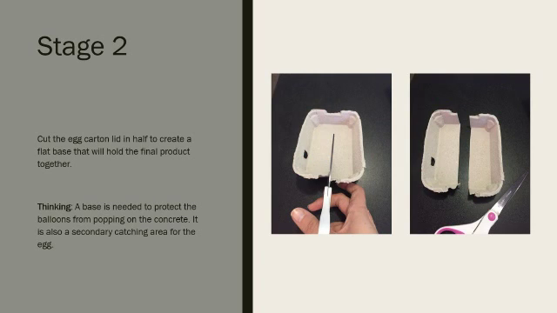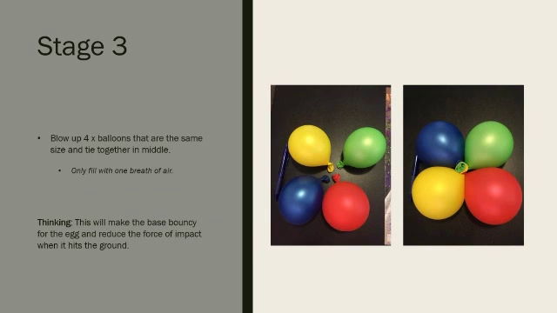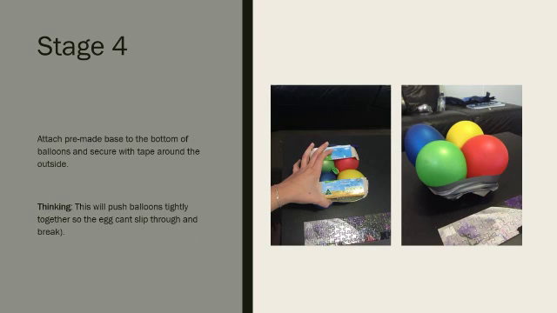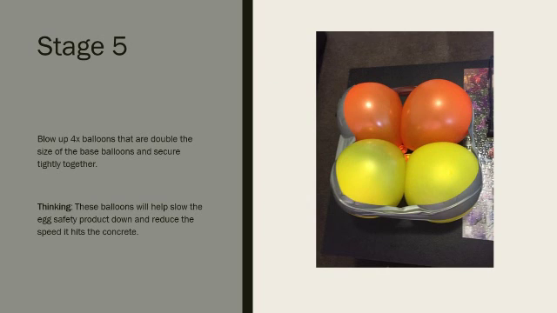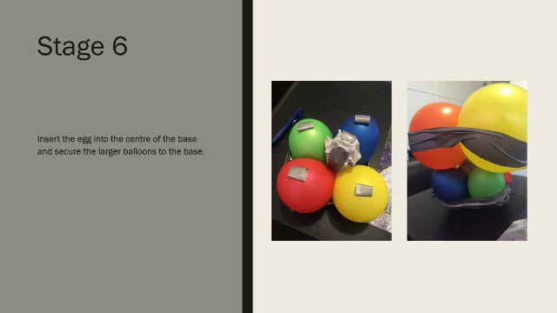Stage 2, preparing the egg carton. Stage 3 was getting the balloons ready. Stage 4, we're attaching the base to the balloons. Stage 5, we're attaching the balloons together. And the final stage was inserting the egg and securing the larger balloons to the base.